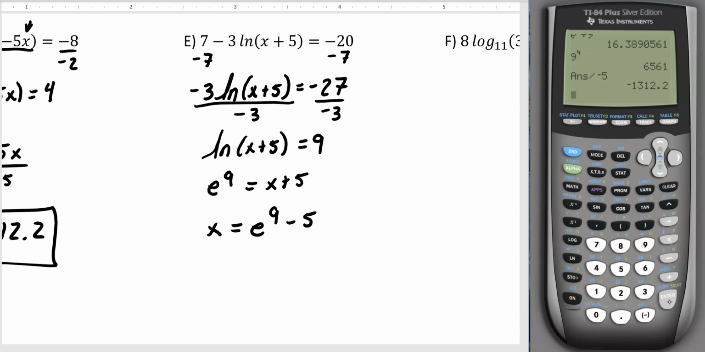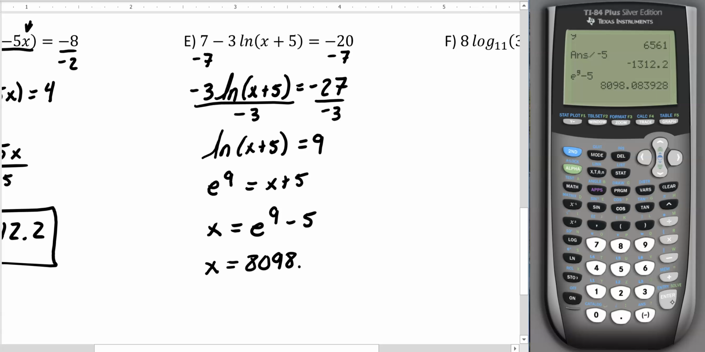That would be the exact value. And remember, I'm keeping this as e because e to the 9th is a never-ending decimal. It is an irrational number. Therefore, this is the only way I can write it as an exact value. So when I plug in e to the 9th, I wonder if it'll even let me. Second e to the 9th, and then minus 5. 8,098.08. That equals 8098.08 when I round to the nearest hundredth.